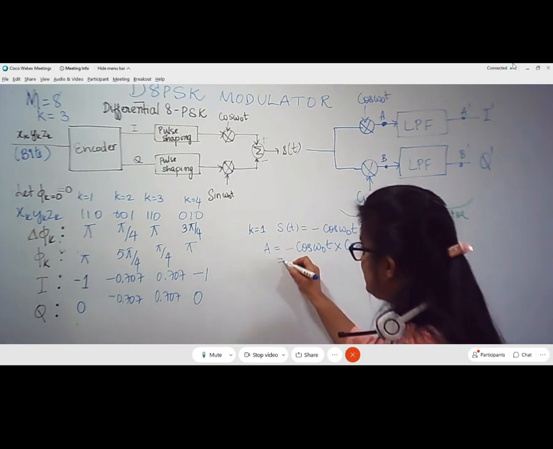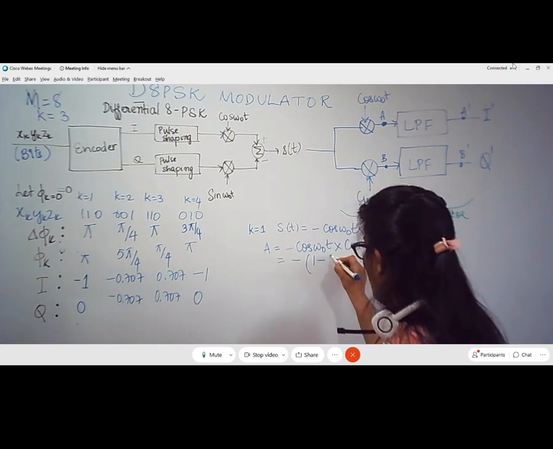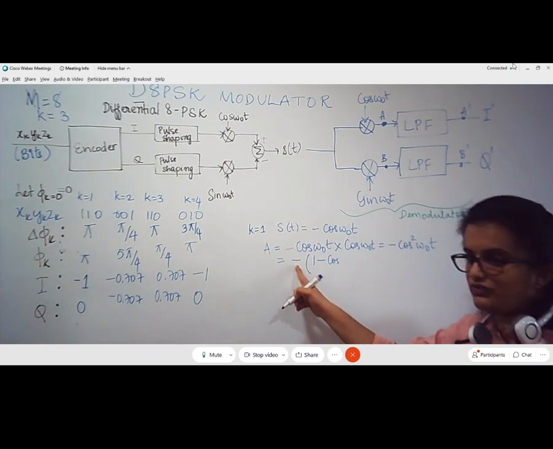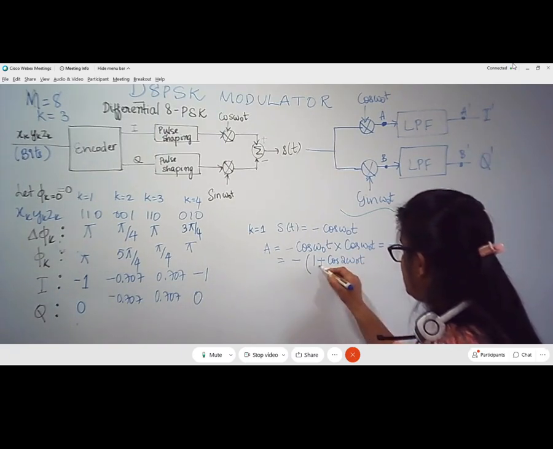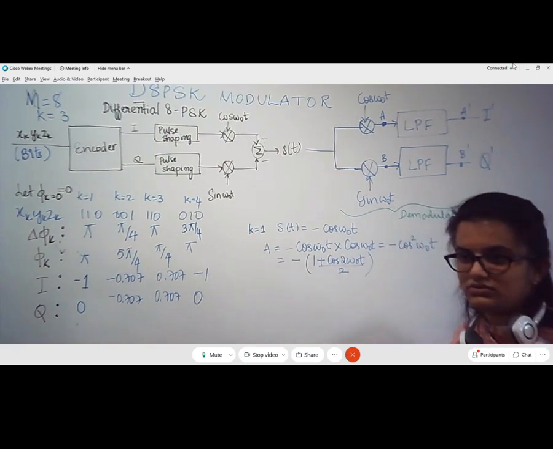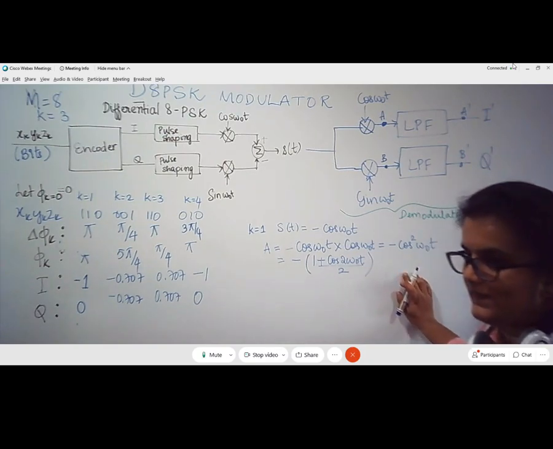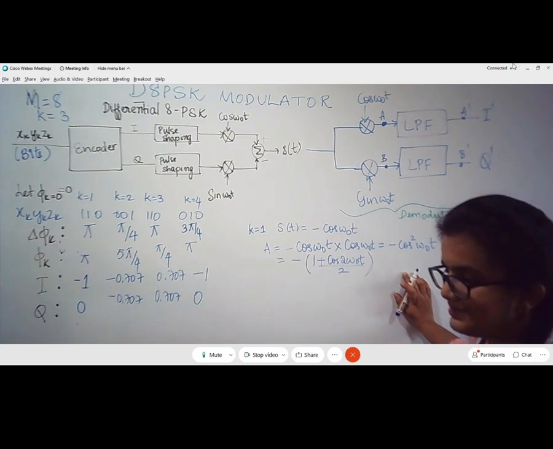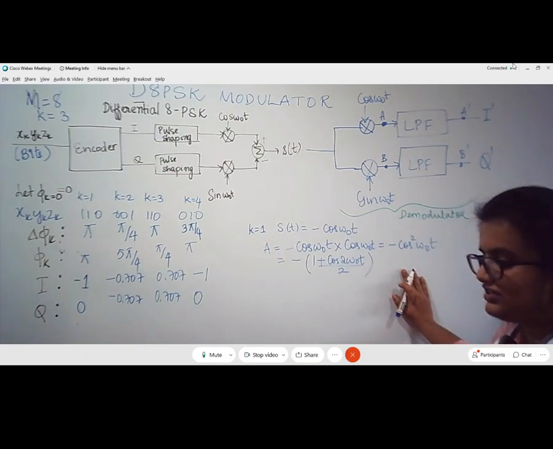If I write this in trigonometry with respect to trigonometric identity, I will get this as minus of 1 plus 2 cos omega naught t divided by 2. Yes or not? Am I correct? Is this correct? Guys, please respond. Yes, ma'am. Okay. So once we get like this, what we are going to do next?